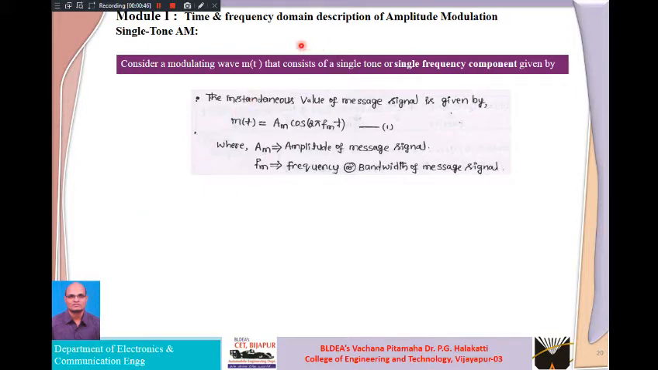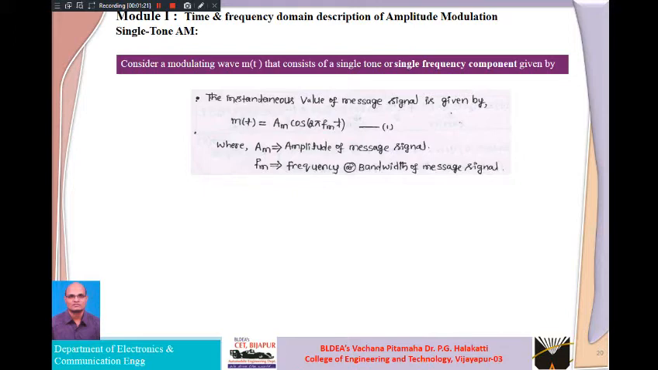In that discussion, we started by considering an instantaneous message signal, or modulating signal, having amplitude Am and frequency fm, that is Am cos 2πfmt, as you are observing here. Similarly, we considered a high frequency carrier signal c(t), and directly we got the modulated signal s(t), and we went for the Fourier transform.